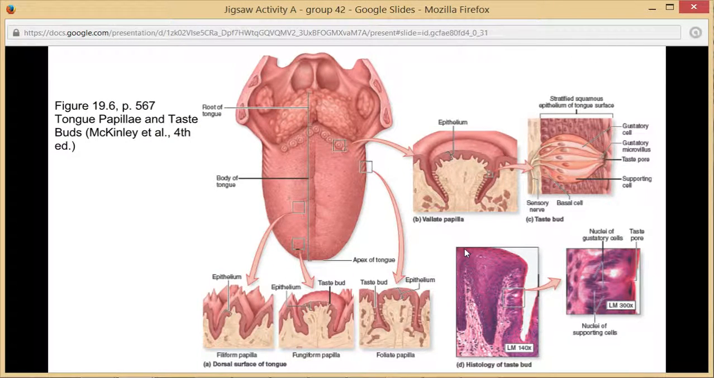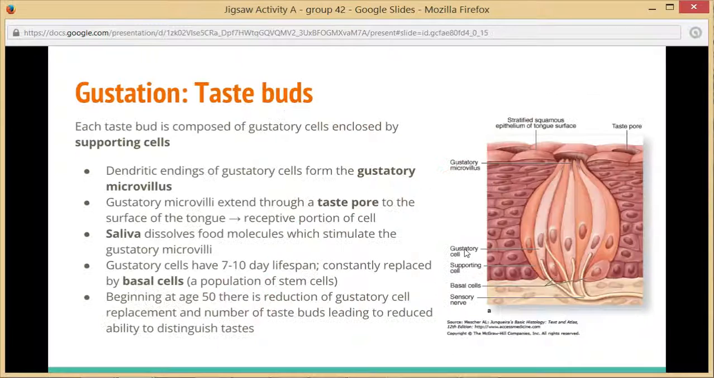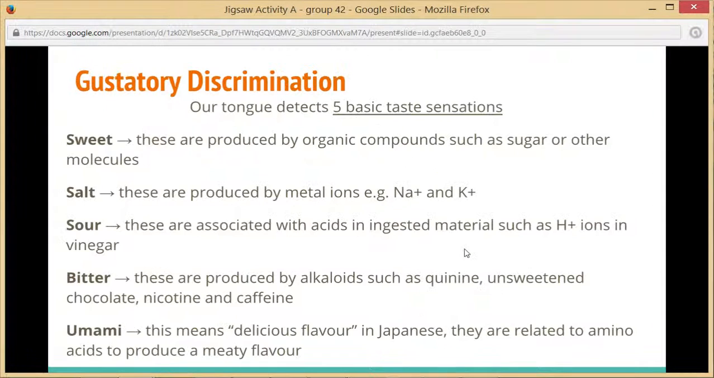This is a diagram that summarizes the structure and location of papillae on the tongue. Taste buds are composed of gustatory cells enclosed by supporting cells, and the dendritic endings of gustatory cells form the microvilli, and they are the receptor portion of the cell that chemicals stimulate. Gustatory cells are replaced every 7 to 10 days by stem cells known as basal cells. As we age, beginning around age 50, this replacement slows down, leading to reduced ability to distinguish tastes.